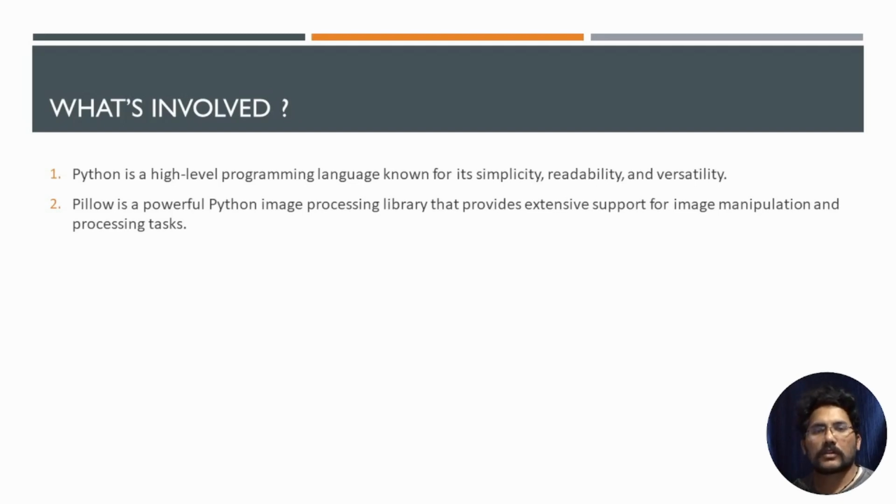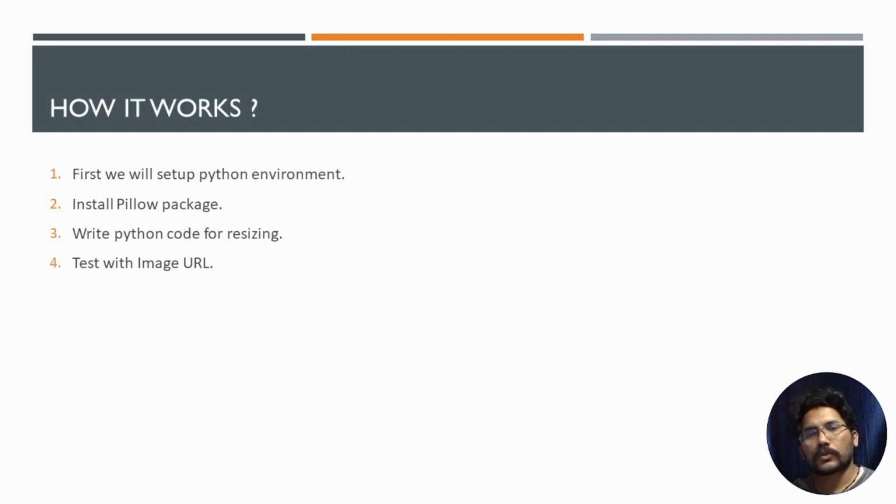And the second thing we are required to know is Pillow. Pillow is a package used for image manipulation in Python. So that's the package we'll be using, and it has various purposes. Today we are going to use it only for resizing images. Okay. The next thing is how it works.